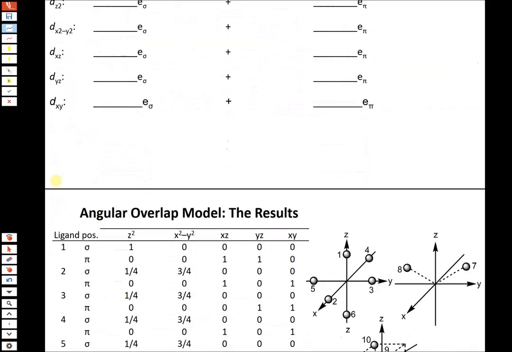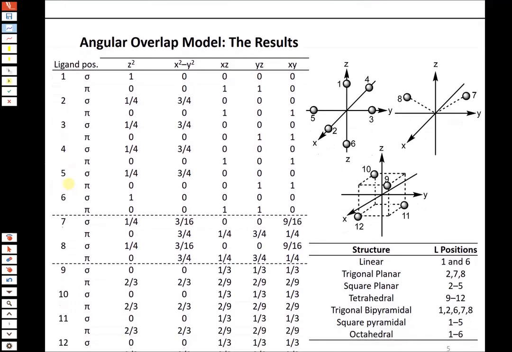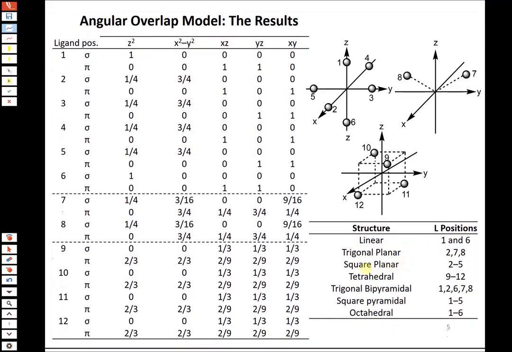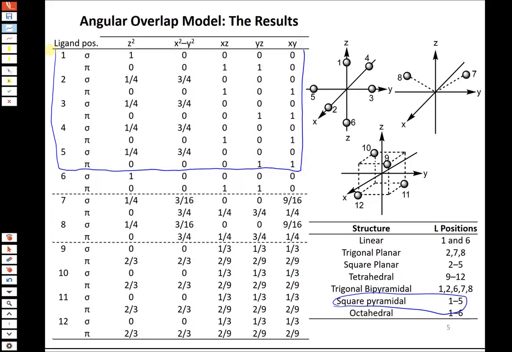So for that, we need the angular overlap table, which I reproduced here. It was in the supporting information I gave you. We're looking at a square pyramidal structure, so we need positions 1 through 5. So we only really need to consider this part of the table here that I'm going to box in as best I can. The rest of this doesn't really matter, so we just need those positions there. If we go through the 5 d orbitals, we will find that all of them are either sigma only or pi only. There are no d orbitals that have mixed sigma and pi character.